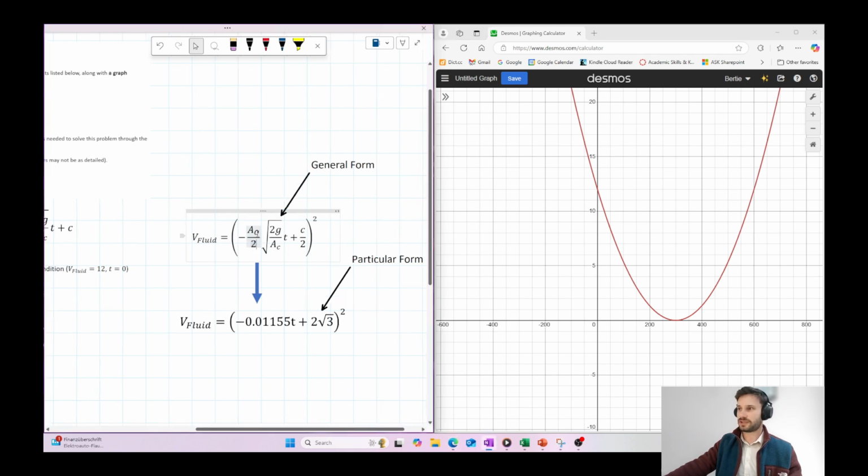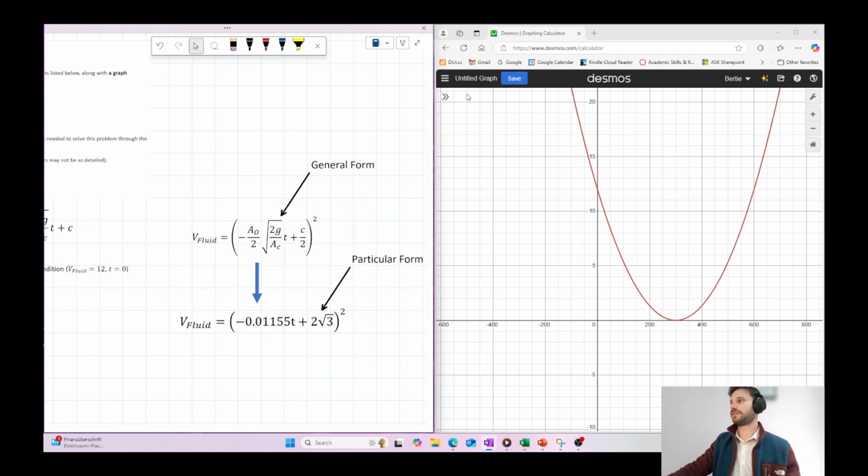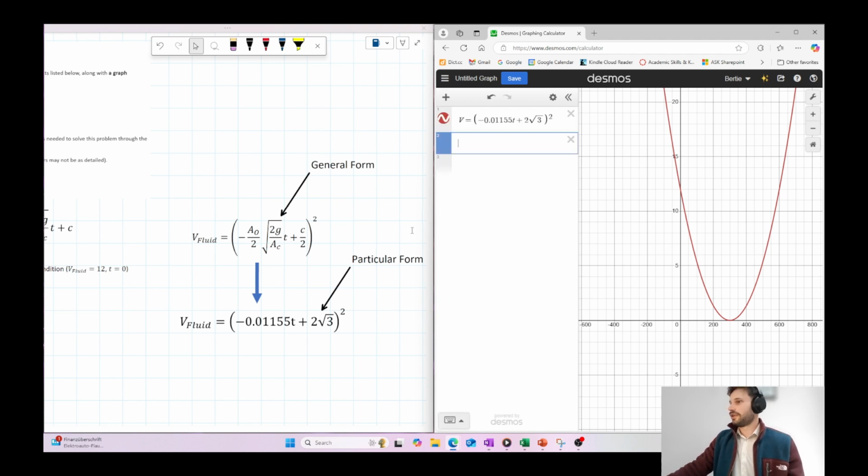Well, we can make use of this idea of the general form here. And you might be thinking, Bertie, I can't create that because there's loads of unknowns in it, right? There's A0 here, AC, I know G, it's 9.8. There's C here, it's too many unknowns. Well, let's find out. So I'm going to type out this equation here.